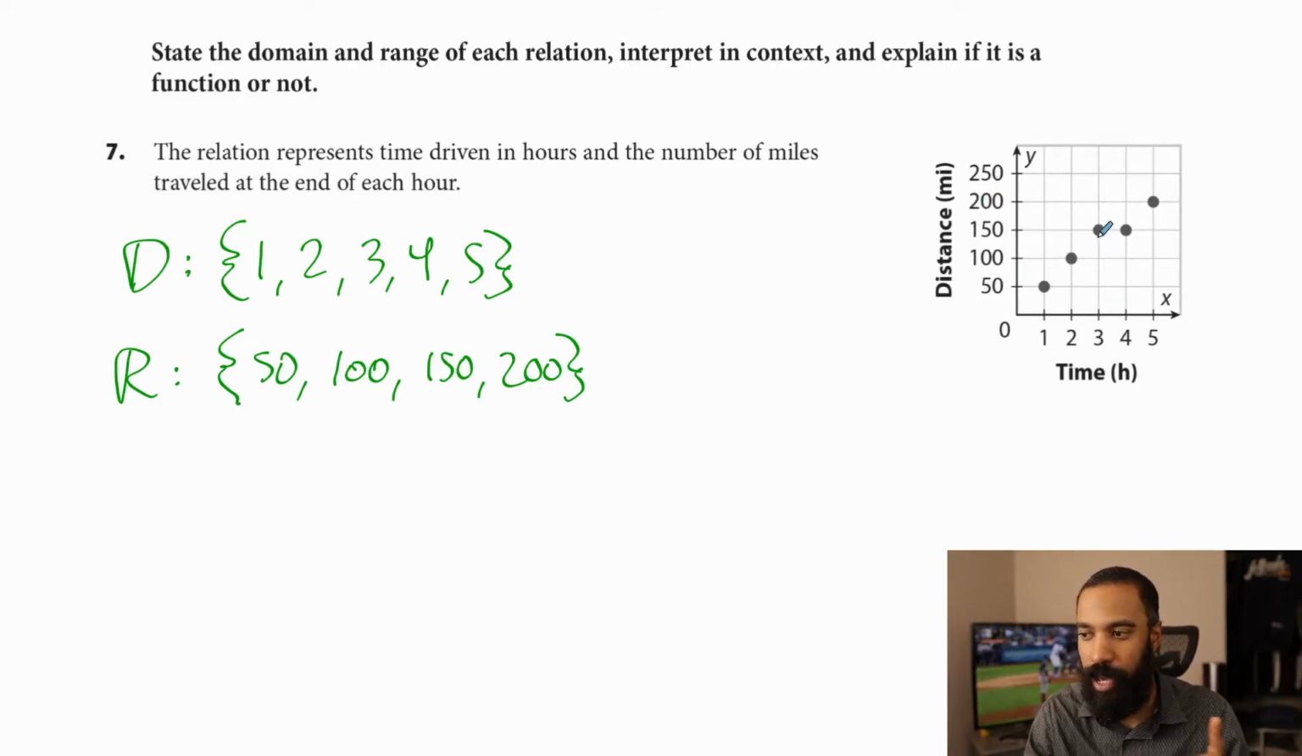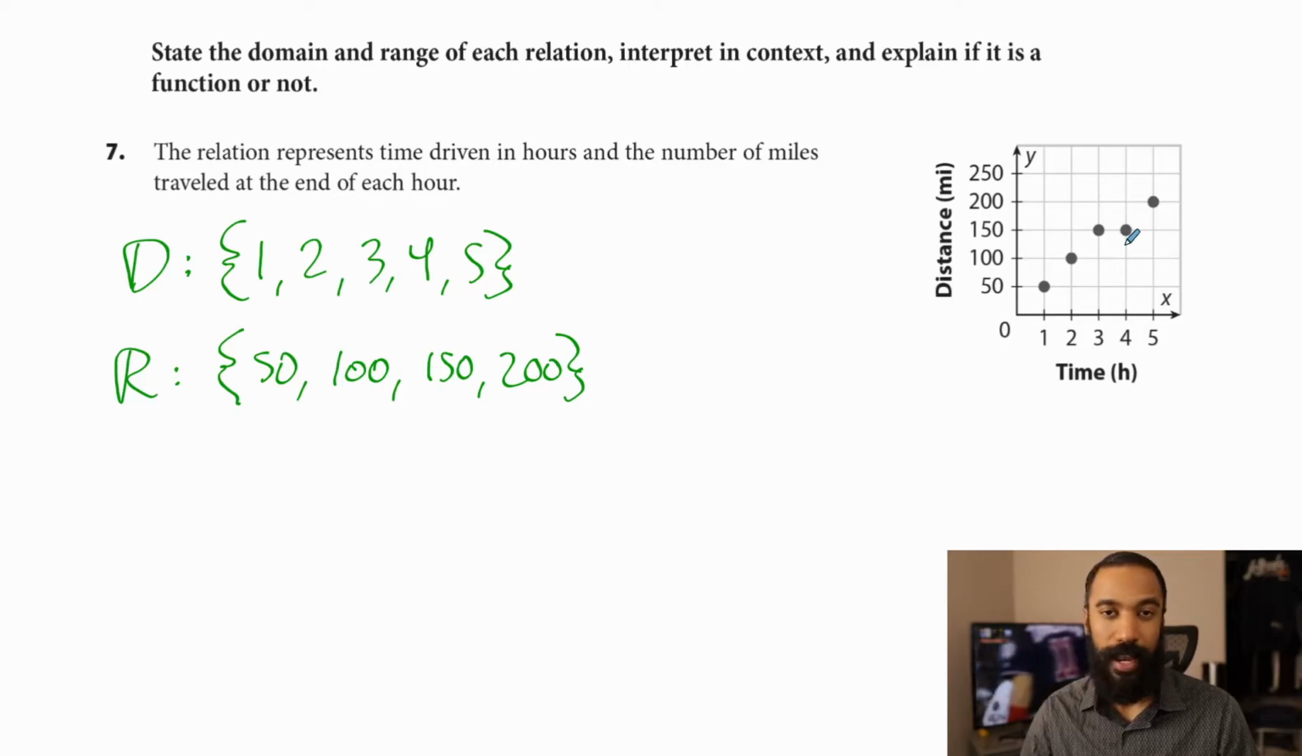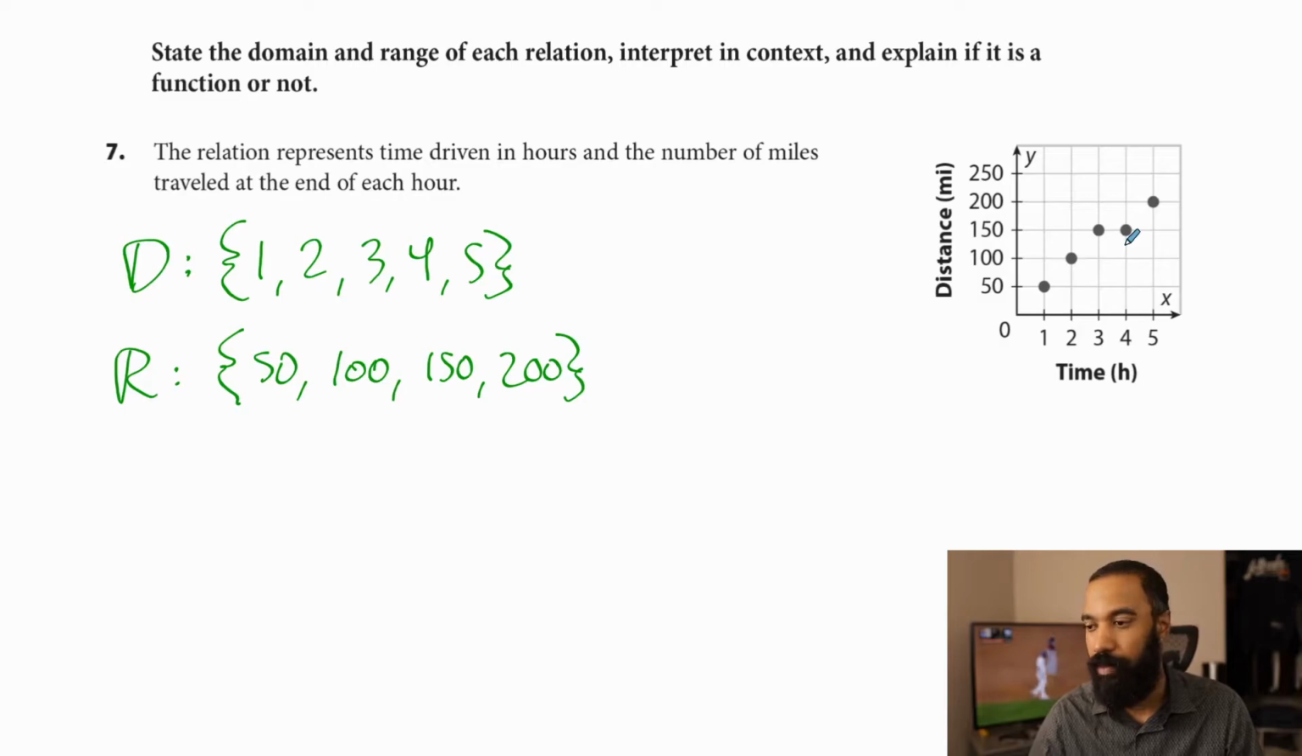After the third hour, they've traveled 150 miles. Now the fourth hour, they have still only traveled 150 miles. The interpretation of this part is they probably rested for an hour, or stopped, whatever they did. They ate, they ran out of gas, just whatever you want to put for it. They haven't driven. Hour number 5, it looks like they added another 50 miles to their trip and got to 200 miles total. So that's my interpretation.